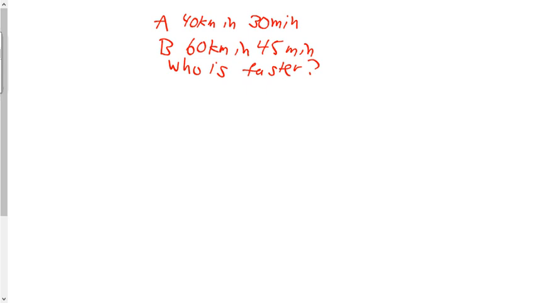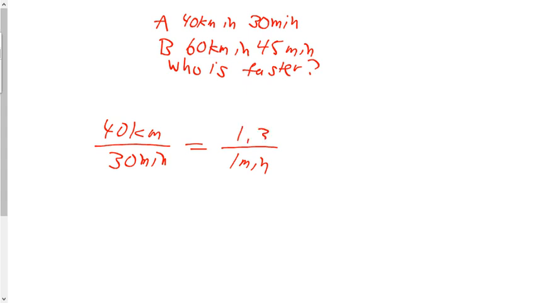And our last proportional reasoning question has person A going 40 kilometers in 30 minutes and person B going 60 kilometers in 45 minutes. Who is faster? If we set it up as a rate, this is the rate of speed. If we bring it up to a unit rate, we can go to 1 minute, or if you wanted to, you can go to 1 hour. We're going to go to 1 minute. Divide both by 30. It's 1.3 repeating kilometers per minute.